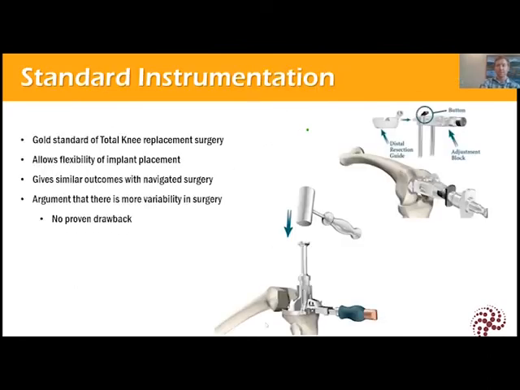So this is what standard instrumentation looks like, and we have alignment guides, is how I describe them, that help align placement and cuts to allow placement of the implants, and place them specifically for each knee size. It gives similar outcomes to navigated surgery and similar surgical times. So both are very good, and some of the most famous surgeons in the country do both types.